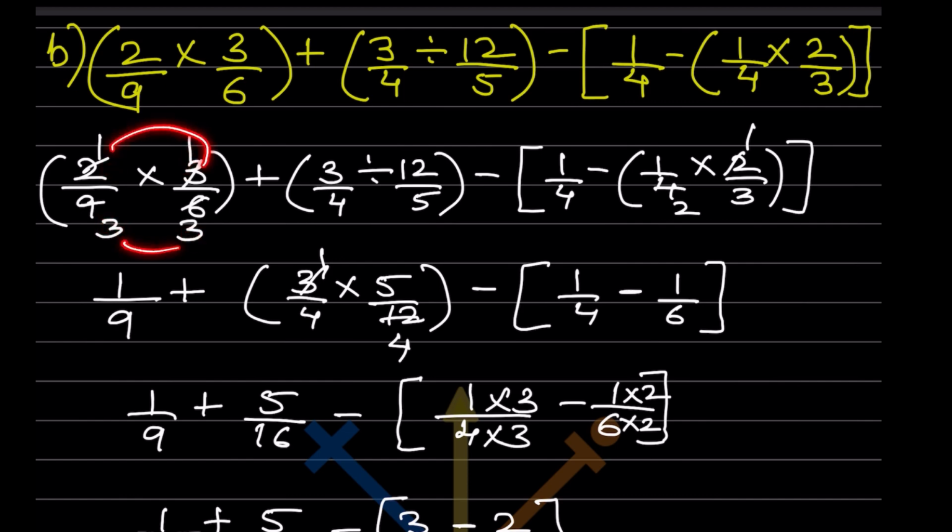So this will be 1 by 9 plus. Now this is not done. Now look at this problem. So it is 3 by 4 divided by 12 by 15. So this is the left hand side, this is the right hand side.